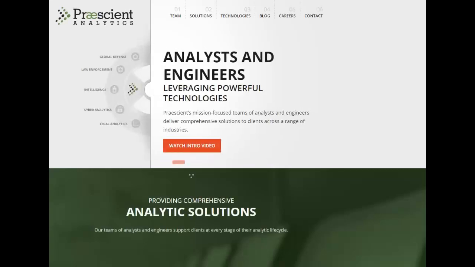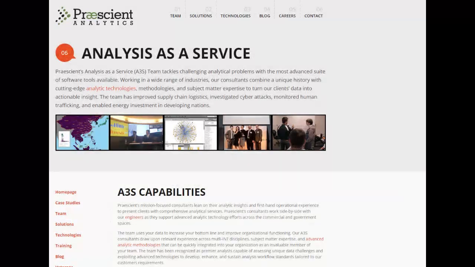Praescient Analytics, a premier provider of data analytics services, combines the most advanced technologies and analytic techniques to solve our clients' complex problems. Our analysis as a service team, leveraging the best-in-class analytic platforms, can assist law firms conducting data-intensive investigations and discovery to achieve the desired result.